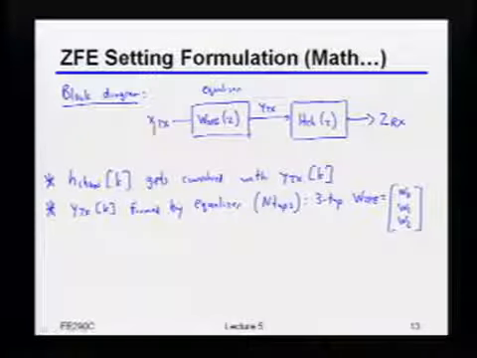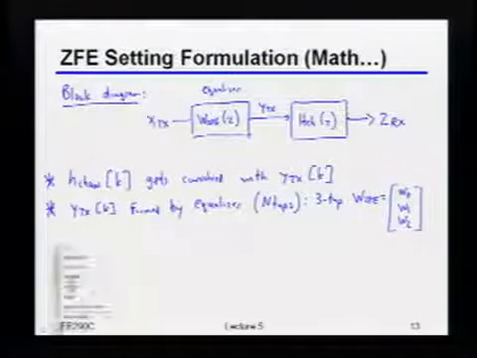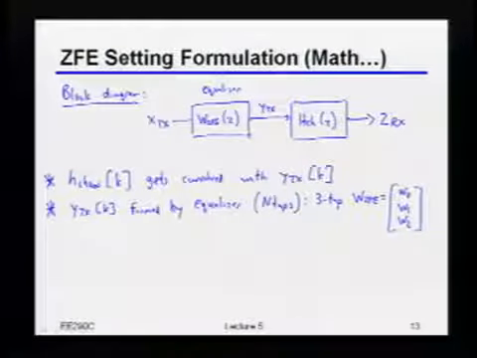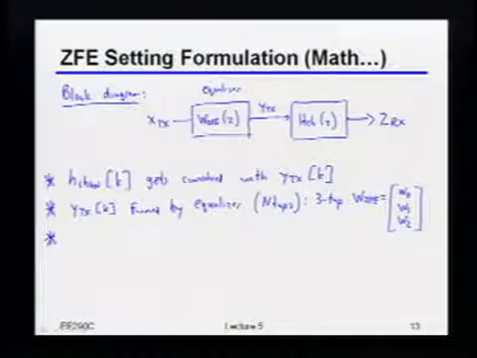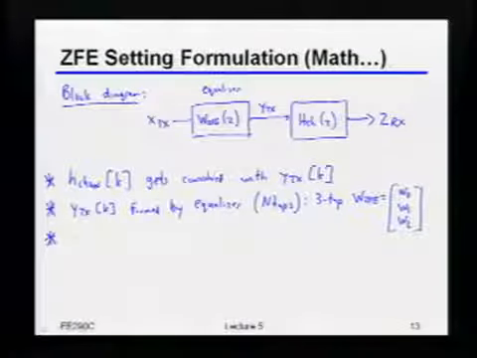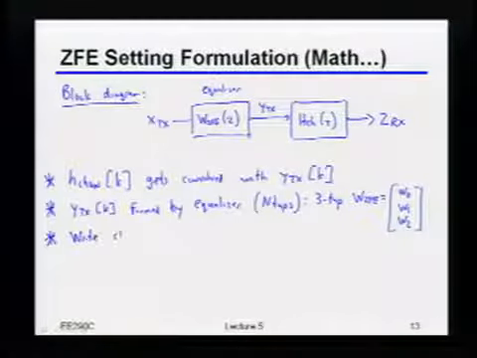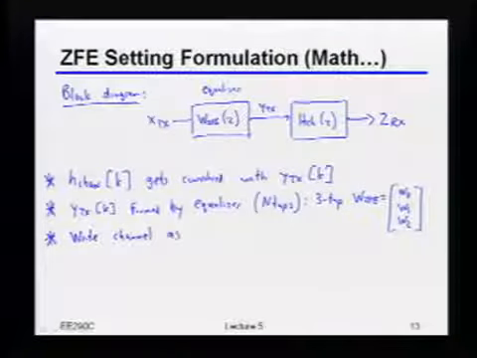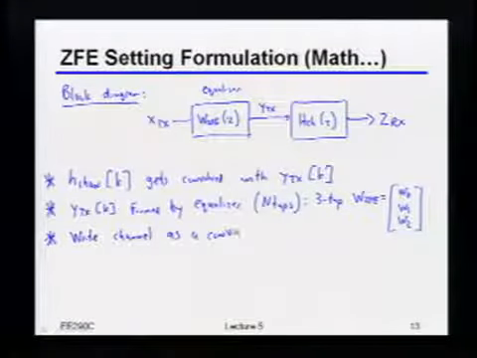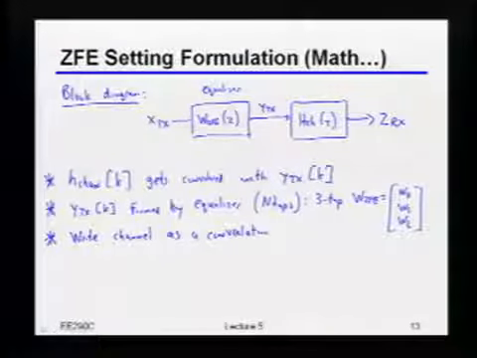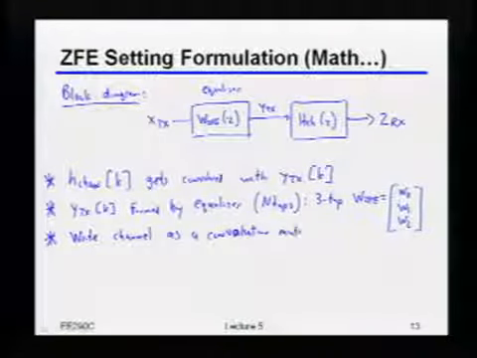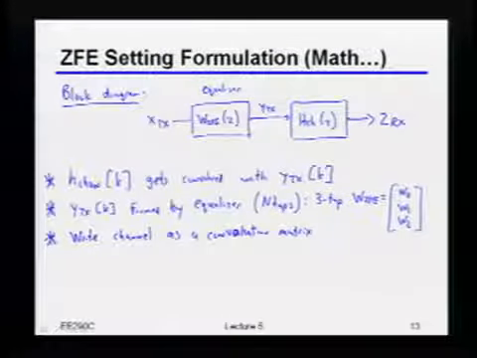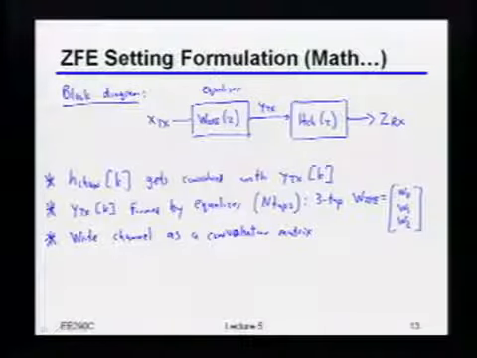Right? Okay. So now, again, just to help the formulation, instead of dealing with vectors and writing these convolutions and things like that, I'm going to write the channel as what's called a convolution matrix. Okay, so fancy word, but it's actually not that complicated. All this really means is the following.